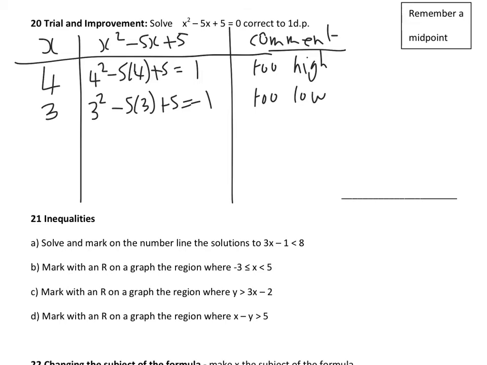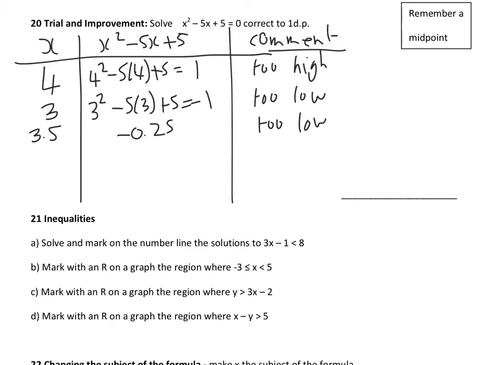And then your obvious guess would be to go 3.5 must be the answer. So if you do 3.5 squared, you don't have to, and you won't get marks for doing this every time, but I would do it to begin with. And then afterward, I'll just put it in the calculator and get your values. So 3.5 squared minus 5 times 3.5, and then plus the 5. That gives me negative 0.25. Unfortunately, that is still too low.